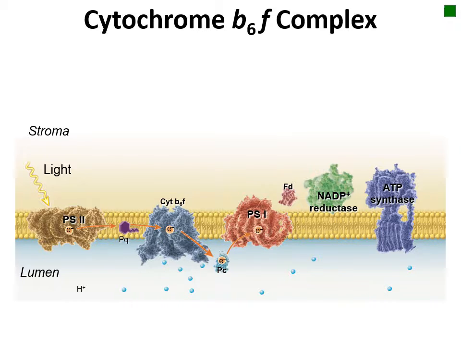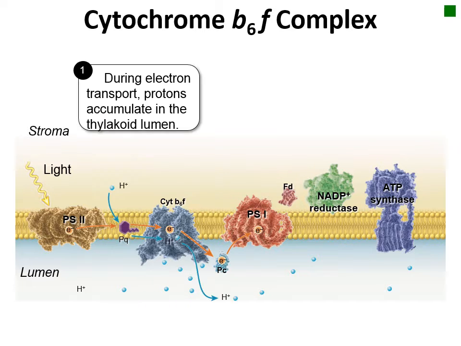During this process, cytochrome b6f functions similarly to electron transport chain complexes of cellular respiration. It uses the energy from the excited electron to transport hydrogen ions from the stroma of the chloroplast into the lumen of the thylakoid, creating a higher concentration inside the thylakoid than in the stroma.